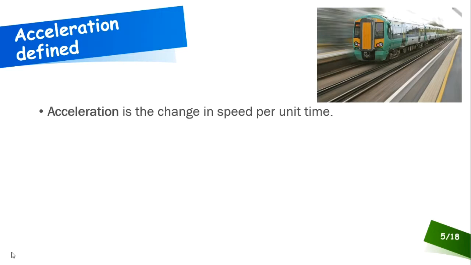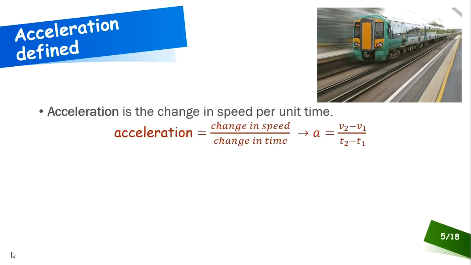Now we've looked at speed, let's take a look at acceleration. Acceleration is a scalar, is the change in speed per unit time. Of course, there's also the vector version, but it's the same concept. You just add direction to the magnitude. Here's how we calculate acceleration. It's the change in speed over the change in time. So now we've got the change in the velocity, or the speed, divided by the change in the time.